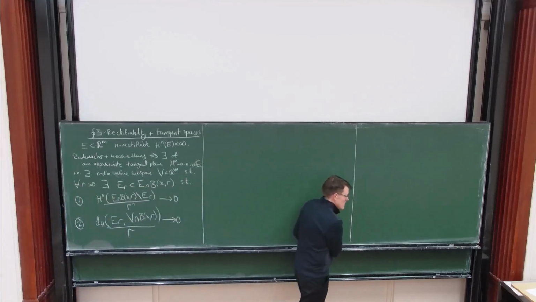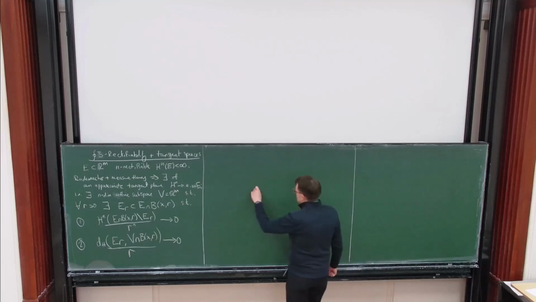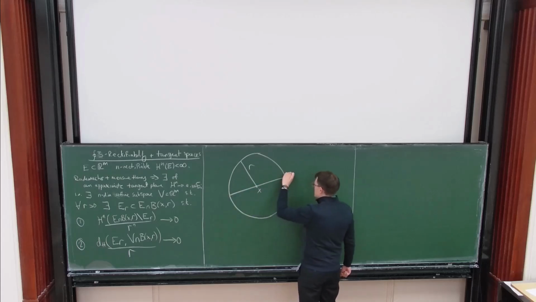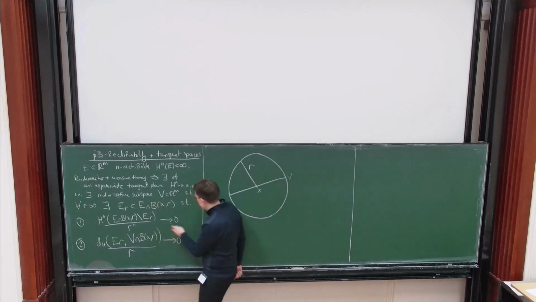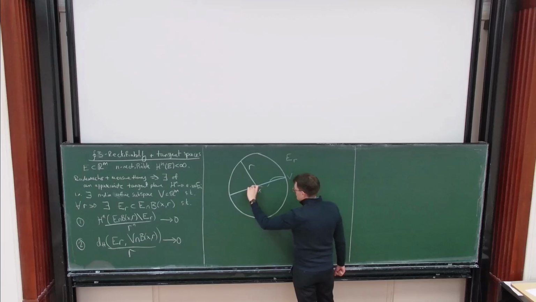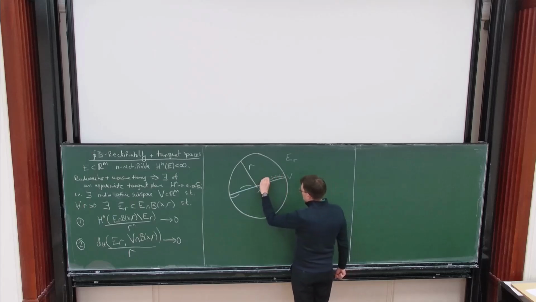Okay. Here's my picture. Here's the point X. Here's the scale r. I have an affine subspace V. Now the set E_r, which is the big set, is going to be in green. So this is most of my rectifiable set, and most of it lies within an epsilon r neighbourhood of V, and conversely, V lies in an epsilon r neighbourhood of E_r.